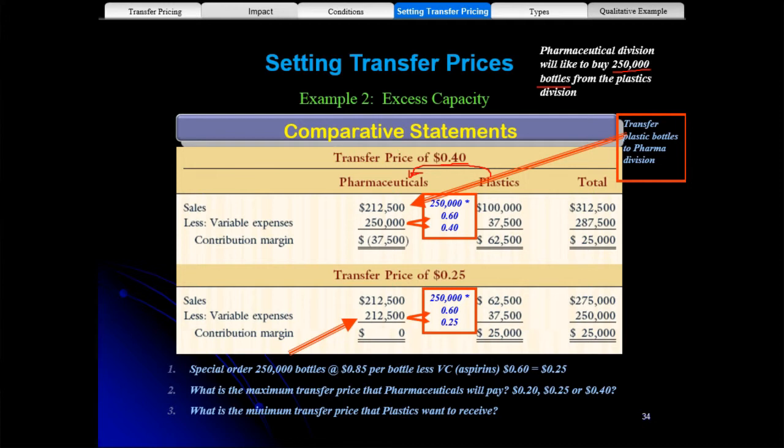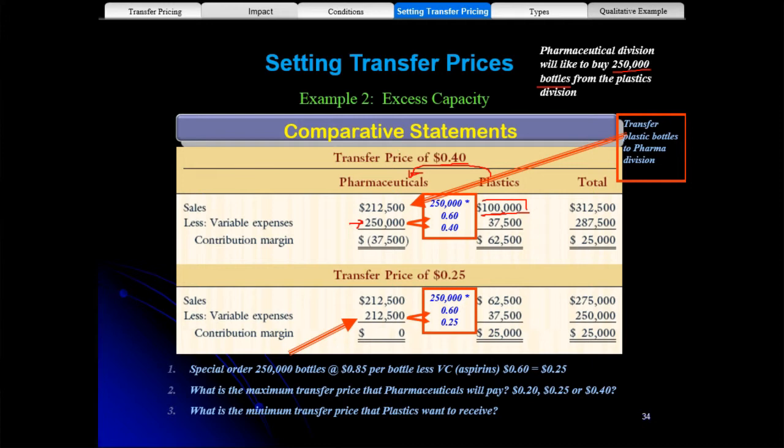All right, so what happens here? Plastics division at 40 cents is going to make a sale. How many bottles? 250,000 times 40 cents, that's $100,000. So at 40 cents, the $100,000 of sales of plastics division goes into some of the expenses of pharmaceuticals.